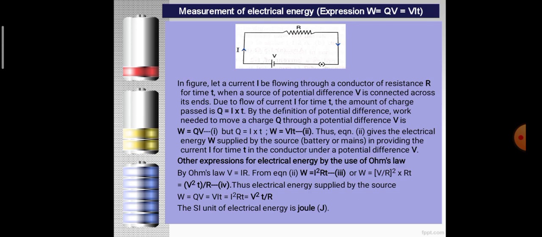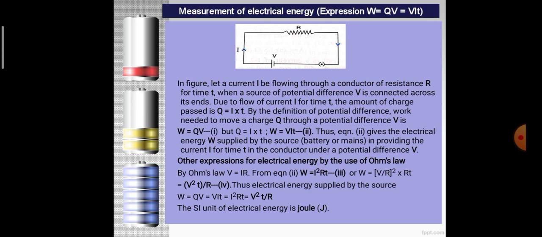The measurement of electrical energy, which gives the expression W = QV or W = VIT. In the figure, let a current I be flowing through a conductor of resistance R for time t, when a source of potential difference V is connected across its ends. Due to the flow of current I for a time t, the amount of charge passing is Q = I × t, because by definition I is the rate of flow of charge.